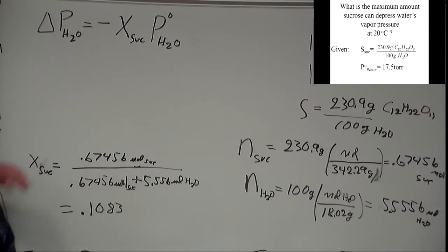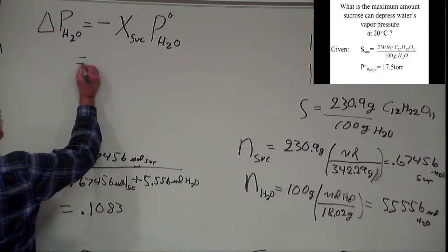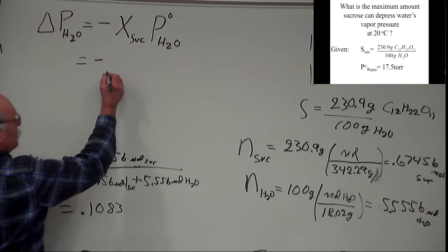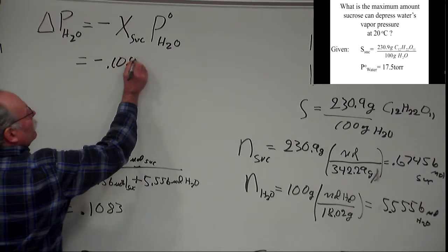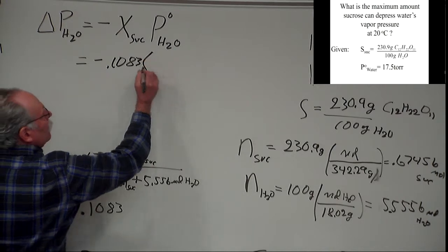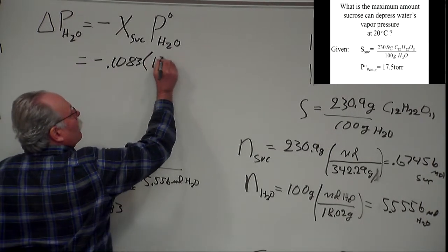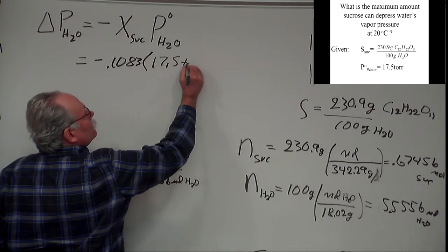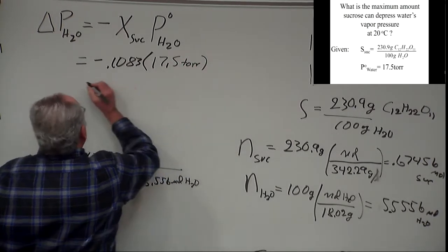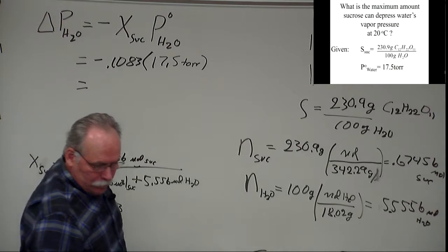So the maximum delta P we can have is a minus 0.1083 times the pure, which was 17.5 torr.